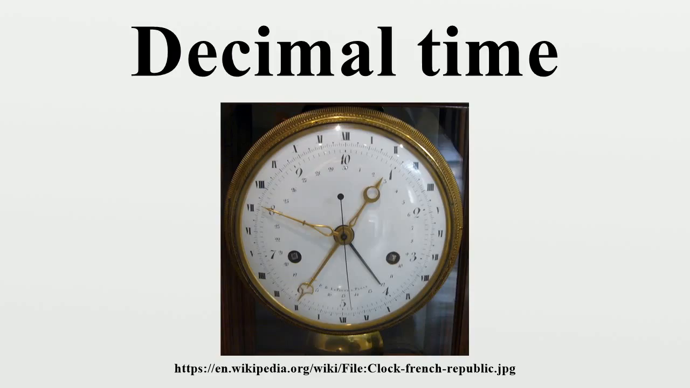Decimal time was officially introduced during the French Revolution. Jean-Charles de Borda made a proposal for decimal time on November 5, 1792. The National Convention issued a decree on 5 October 1793.